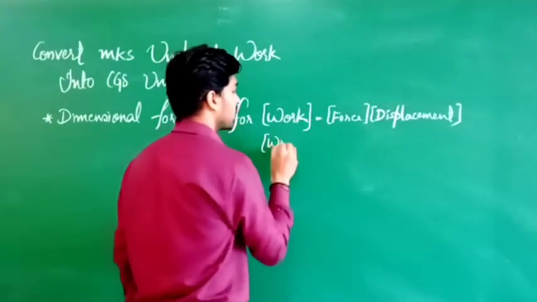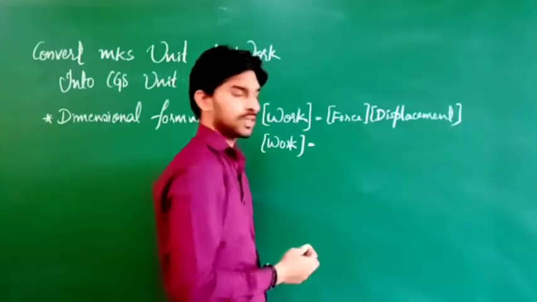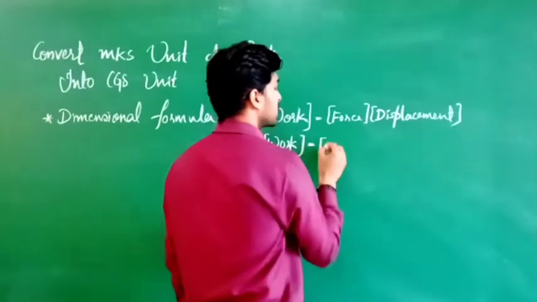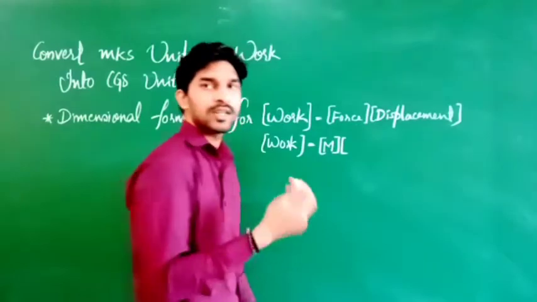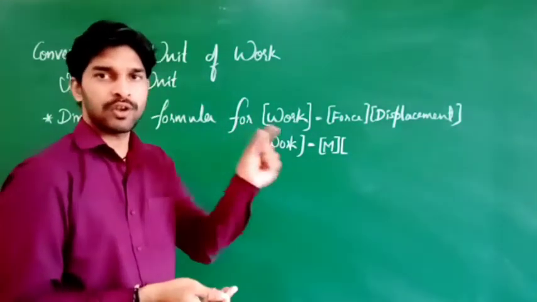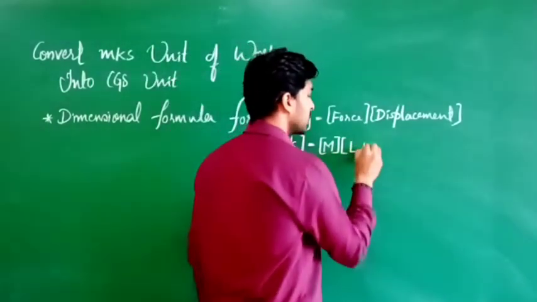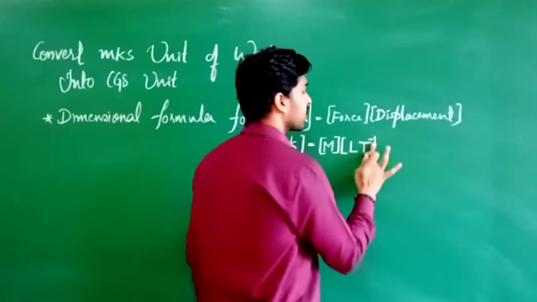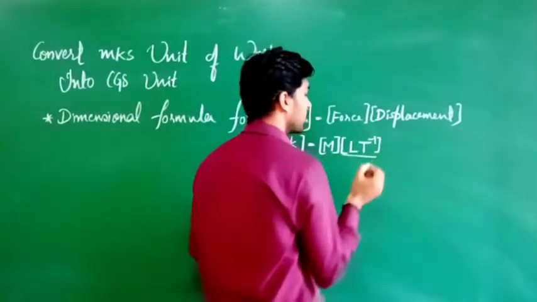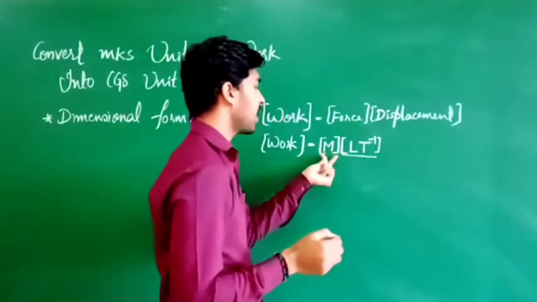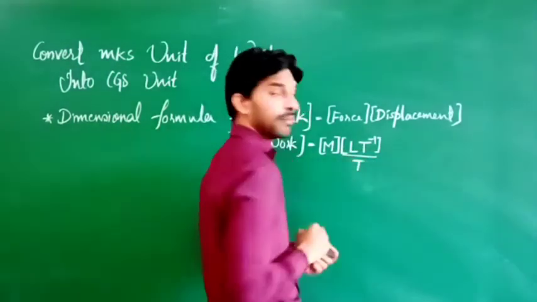So for the dimensional formula for work, force is nothing but mass into acceleration. Clear? Mass means capital M. Acceleration, what is acceleration? Rate of change of velocity, that means velocity divided by time. Correct? So velocity means what? Displacement made in unit time. That means LT power minus 1, whole divided by T. Acceleration is nothing but velocity divided by time. Clear?